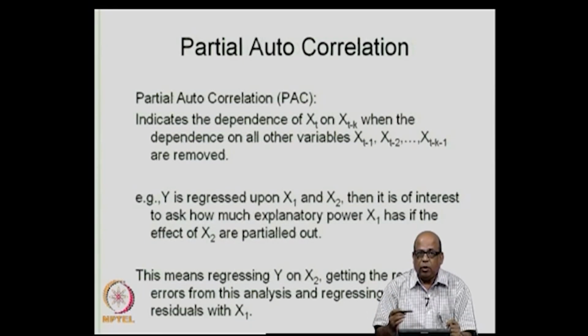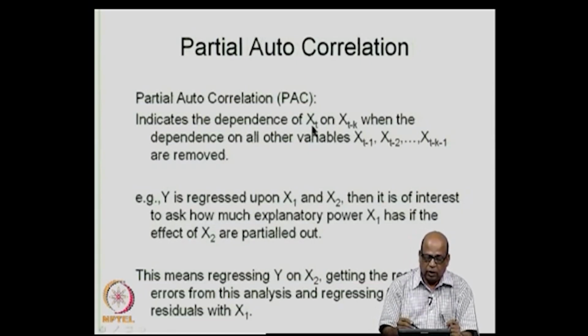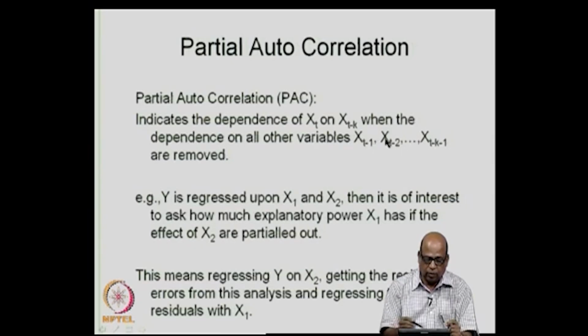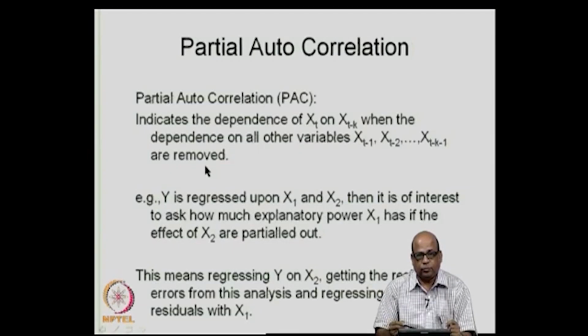Now, the partial autocorrelation indicates the dependence of one variable x t on x t minus k. We are talking about autocorrelation, and therefore, the same variable we are talking at various time periods, x t on x t minus k, when the dependence on all other variables x t minus 1, x t minus 2, etcetera, x t minus k plus 1 are all removed.